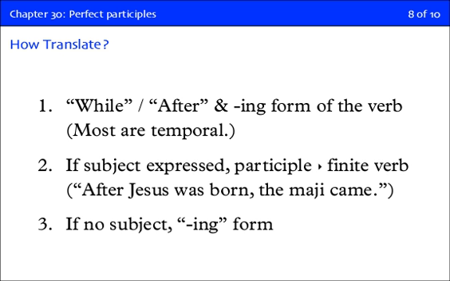So genitive absolutes are normally temporal. You can use while or after. If there is a noun or a pronoun in the genitive, go ahead and translate it as the subject of the participle, which means you're going to have to translate the participle as a regular verb. And if the subject is not expressed, then just use ing for the participle. Again, like I said, they're pretty straightforward once you recognize that it's a genitive absolute. If you don't recognize that it's a genitive absolute, you can scratch your head for a long time.